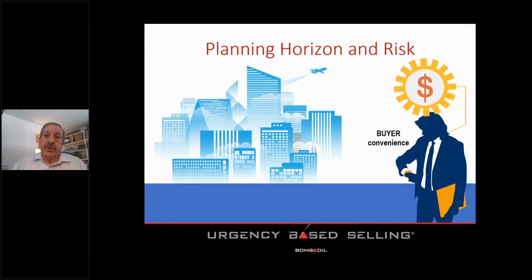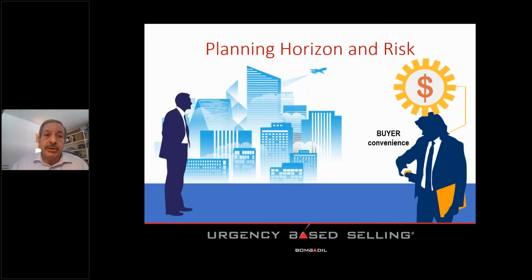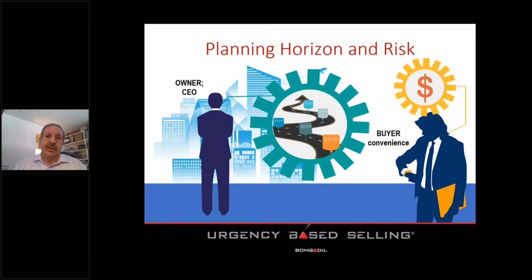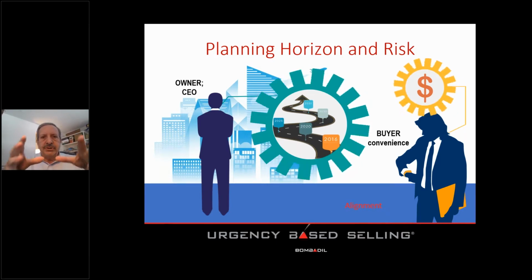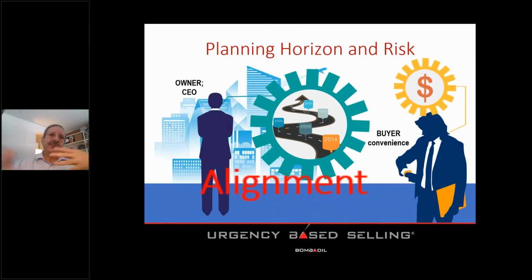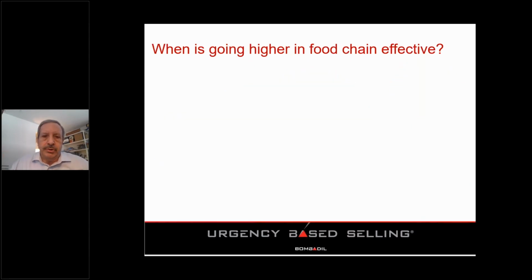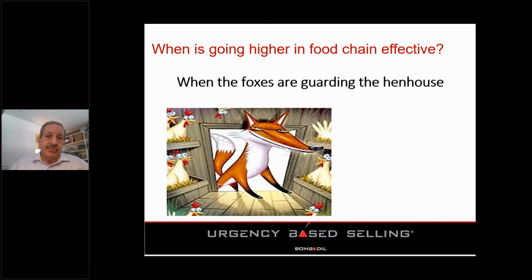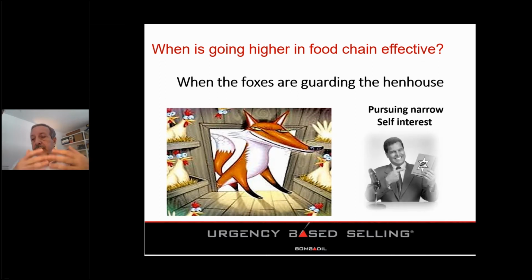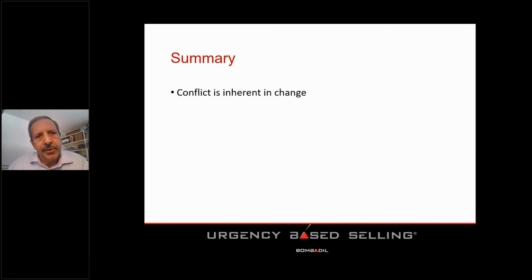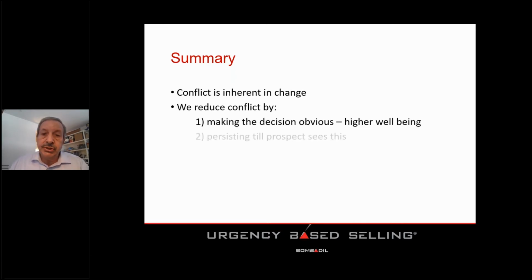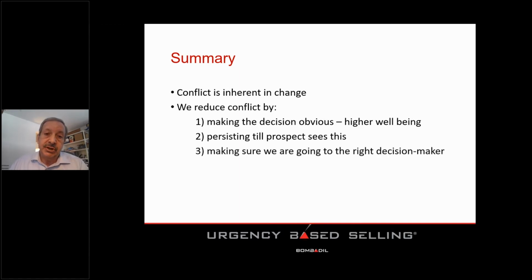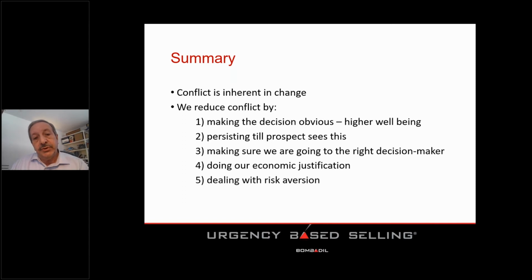So buyers could be pursuing their own self-interest, their convenience, and they may not be aligned with the ownership or the leadership of the organization that's looking down the line. Among other things, an owner can spread risk over many periods, where sometimes a buyer is being evaluated by month or by quarter. So going higher in the food chain is an effective strategy when the foxes are guarding the hen house, which means they're not pursuing the interest of the organization, they're pursuing their own narrow self-interest. So in summary, conflict is inherent in change. We reduce conflict by making the decision obvious, showing there's higher well-being, persisting till the prospect sees this, making sure we're going to the right decision maker, doing our economic justification, and dealing with risk aversion.